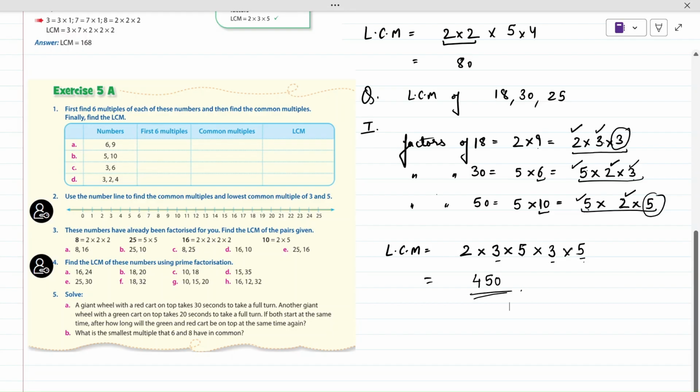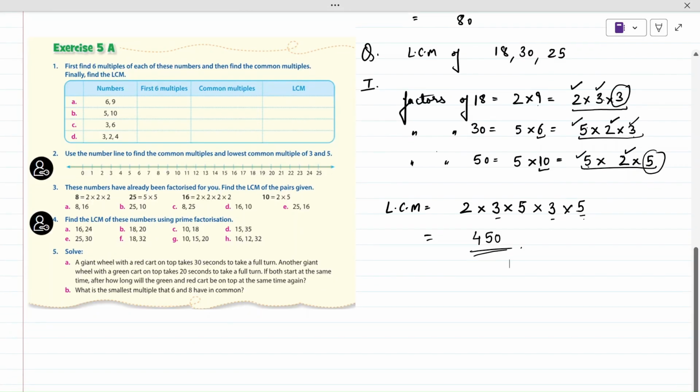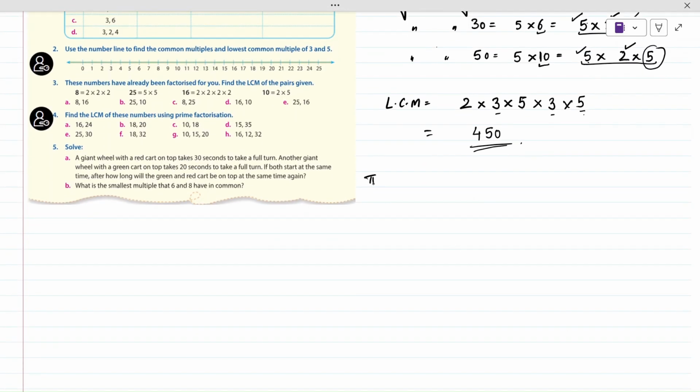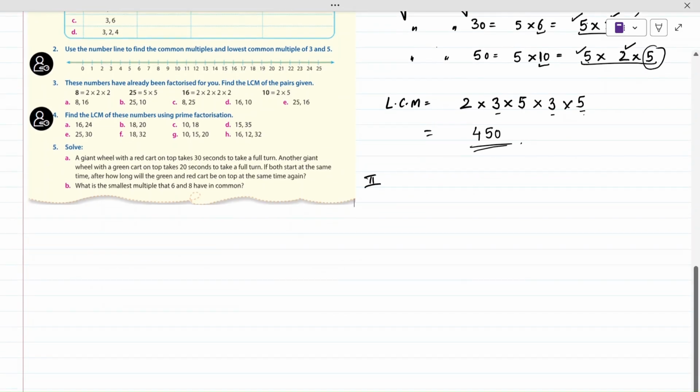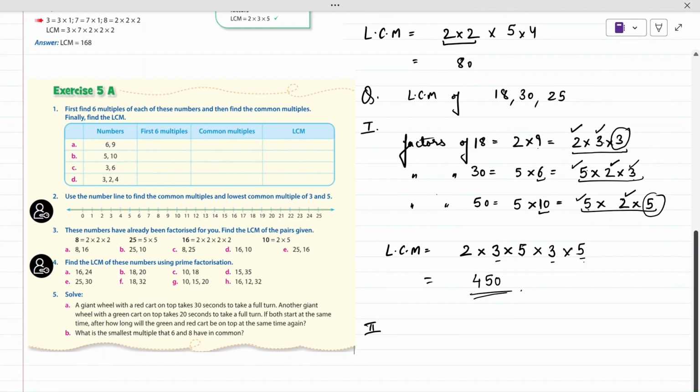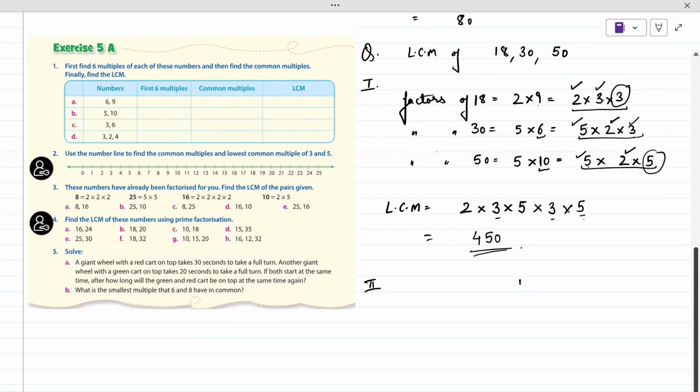Okay, so this is the first method. Now let us find out the LCM using the second method. We are taking these numbers which are 18, 30 and, sorry kids, I have written 25 here, it is 50. Okay, I'm writing 50, this is not 25. Now 18, 30 and 50.